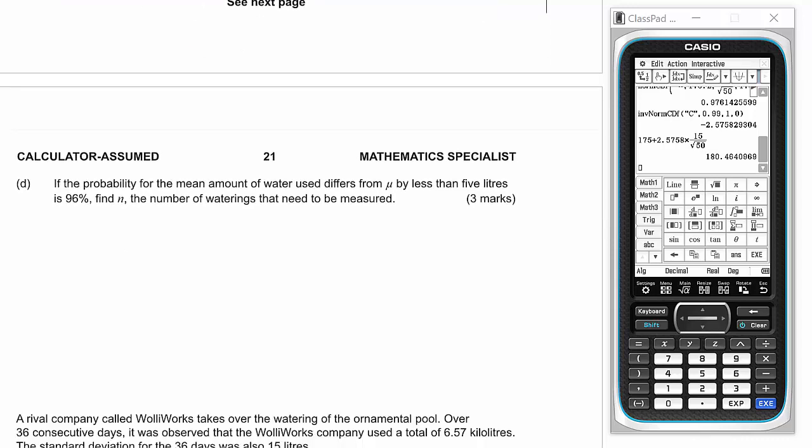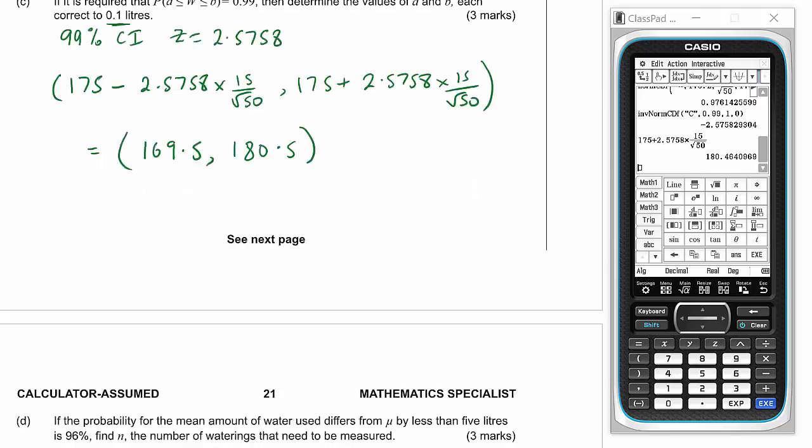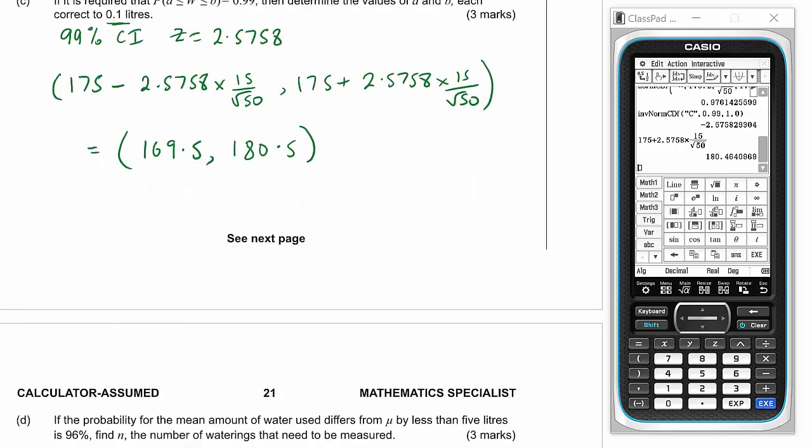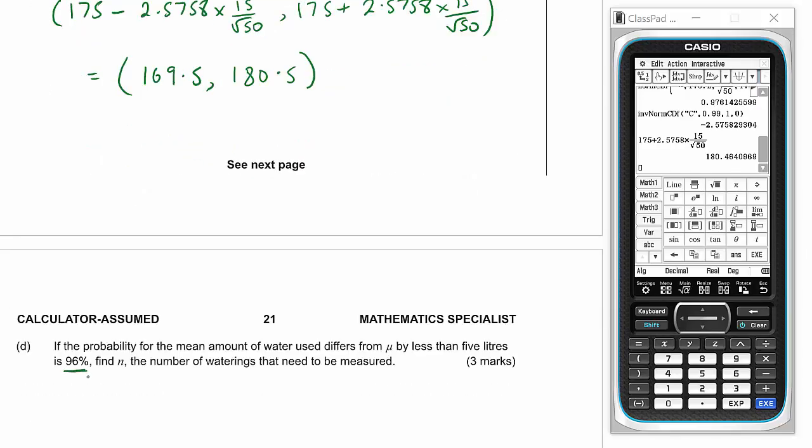So, if the probability for the mean amount of water used differs from mu by less than 5 litres is 96%, find n, the number of waterings that need to be measured. So what we're doing here, reading around this, is a 96% confidence interval. So I can go up here, change that to 0.96, and that gives me that my Z value is 2.0537.